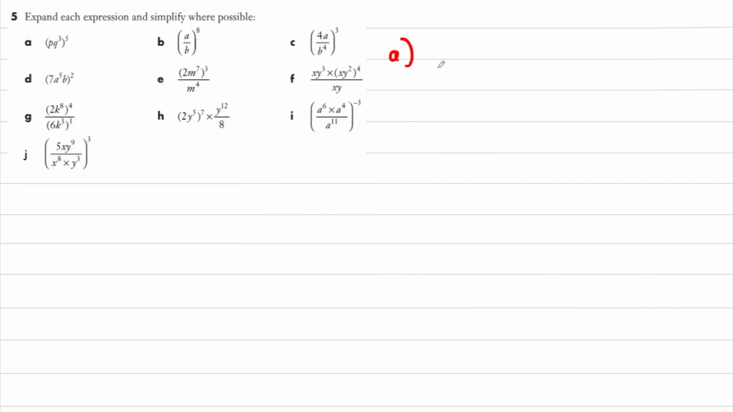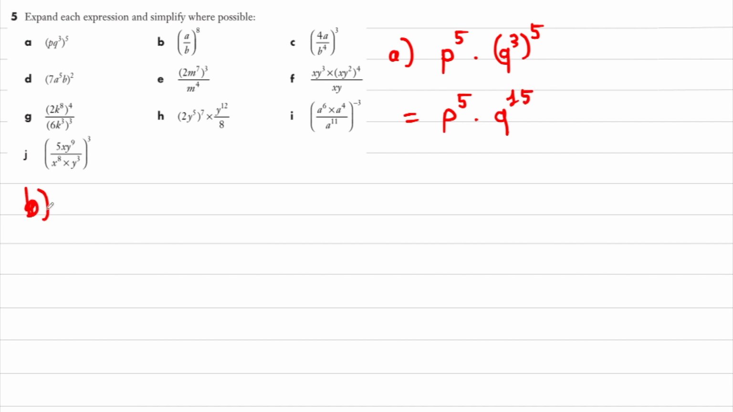Question 5. 5 outside the bracket, so apply it inside the bracket. You get p to the power of 5. You get q to the power of 3 and 5 outside. And here is p to the power of 5 and here is q to the power of 15, like this.